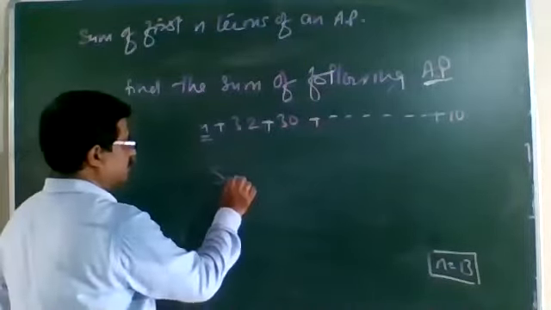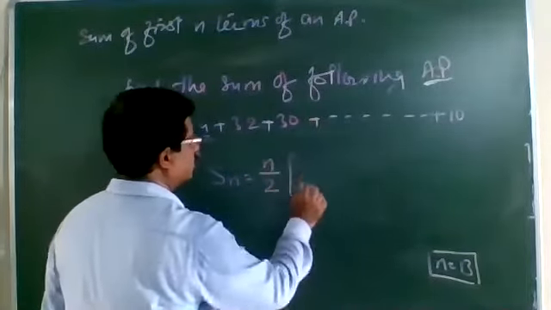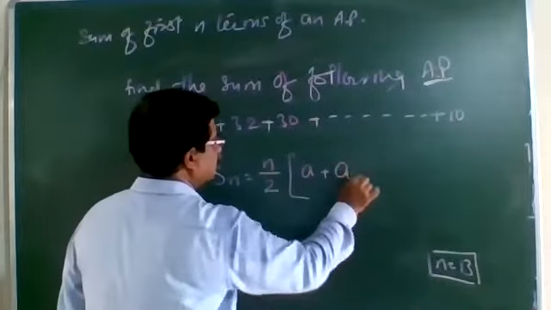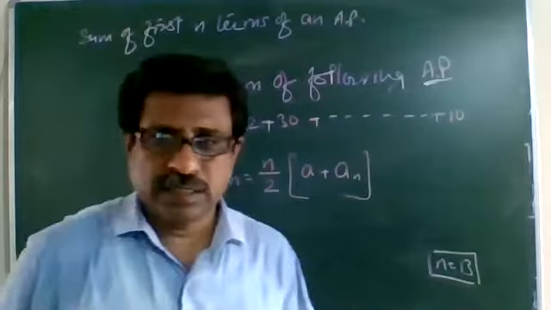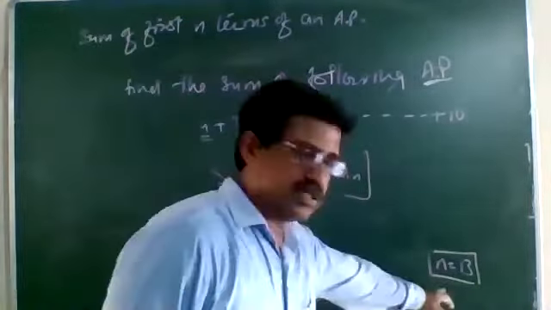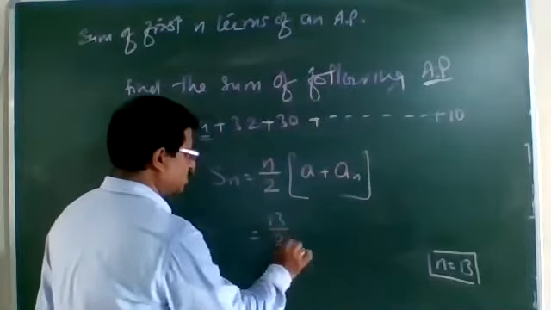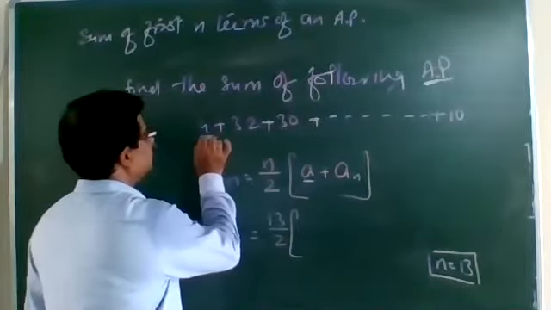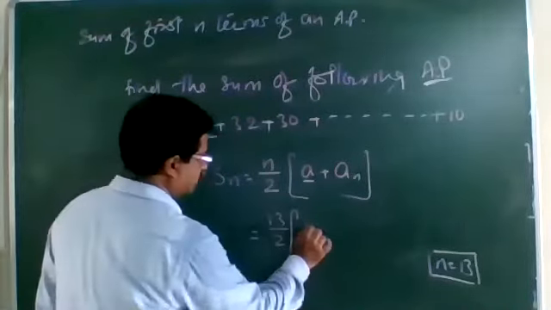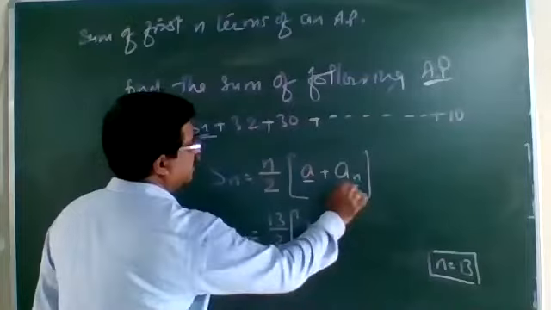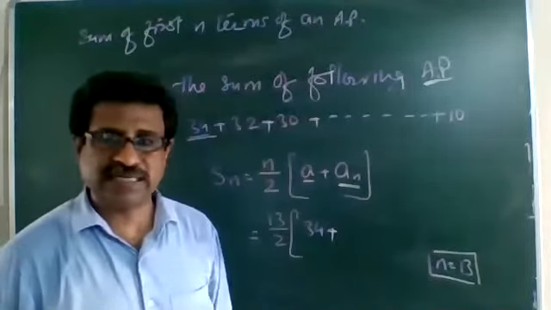We have two options. One of the options is to apply the formula Sn equal to n by 2, a plus an. Put the values. Here n, after calculation, we got 13. Put that value of n as 13 by 2 into a. The first term we got as 34. And an is the last term. The value of the last term we got as 10.